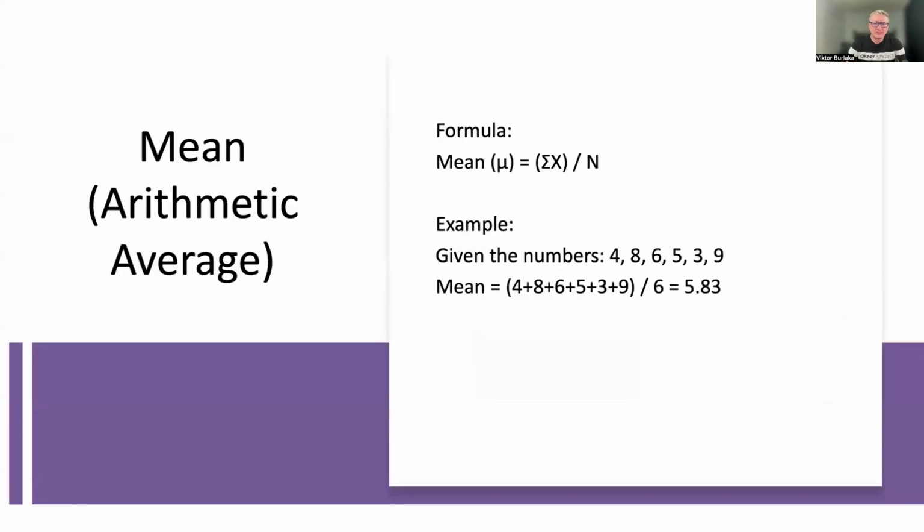The mean is one of the most commonly used measures of central tendency. It is calculated by summing all values in a data set and dividing by the number of observations. For example, if we have six numbers, 4, 8, 6, 5, 3, and 9, the mean is computed by adding them together and dividing by 6, which gives us 5.83. The mean provides a useful summary, but can be affected by extreme values, also called outliers.